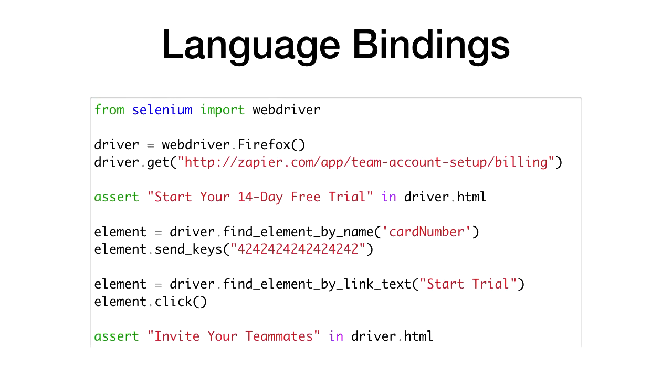So here's what it looks like in code using native Selenium bindings. We import WebDriver. We're going to use Firefox for this test, create an instance of that, and tell it to get a URL. I'm going to verify that we're on the right page just by looking for a string in the HTML. Then we're going to find that credit card input and send it some keys. And then we're going to find that button and click it, and then verify that we're now on the team invitation page. So this is a fine way to get started. These are all raw Selenium APIs mapped into Python, but it's rather verbose.